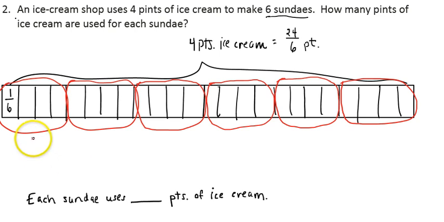Each group consists of 4/6 pints of ice cream, and I have 6 groups to show the 6 sundaes. Each sundae then uses 4/6 pints of ice cream. I could show that as a division problem as well. I'm taking my 4 pints of ice cream, dividing them up into 6 sundaes. Each sundae will receive 4/6 pints of ice cream.